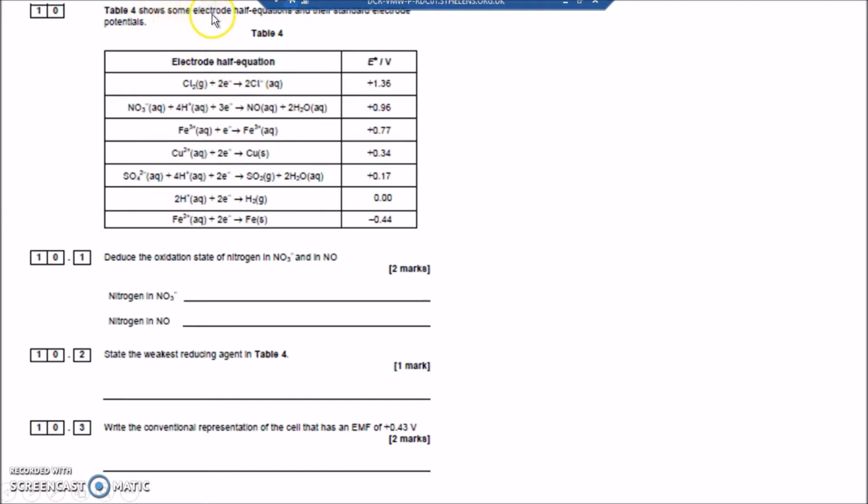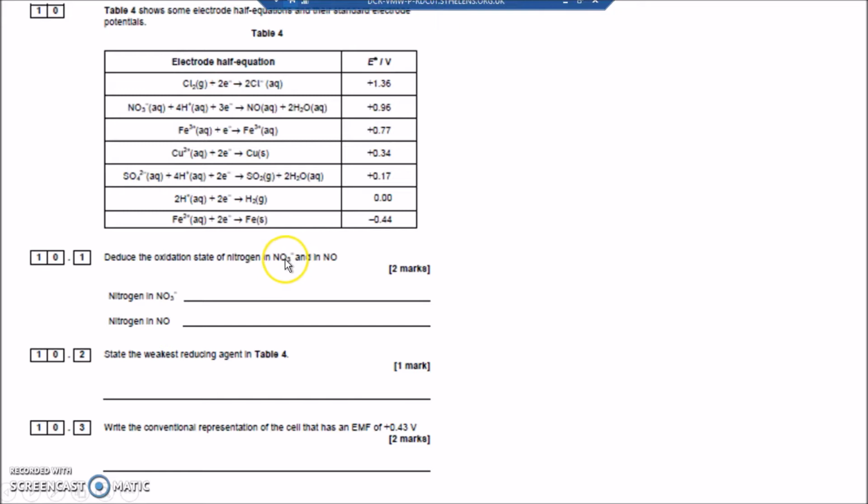Question 10. Table 4 shows some electrode half equations, electrode potentials here. Deduce the oxidation state of nitrogen in NO3-. So let's have a look. The oxidation state of oxygen is always -2. That's because it's in group 6 and gains 2 electrons to fill its outer shell, so it becomes 2-.